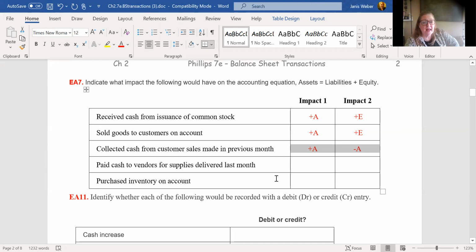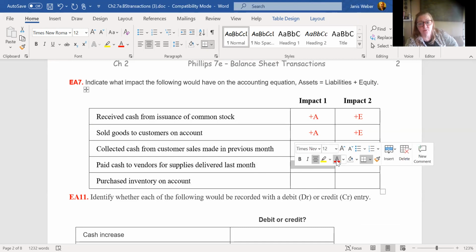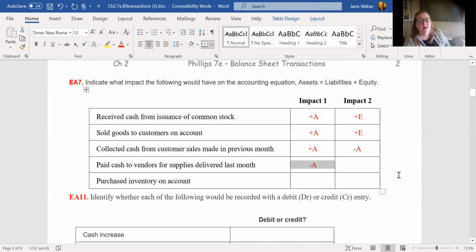Okay, so the next one, paid cash. Anytime you see paid cash, you know that cash went out. So I already know that this is going to be an asset decrease. I don't want to change it to red though. Oh, there we go.